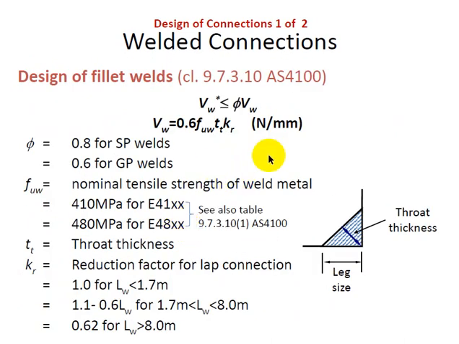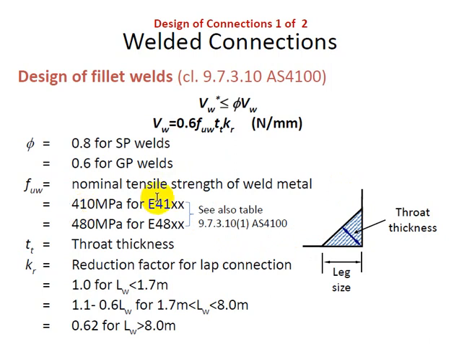So basically, we usually refer to the distance. This distance from here, when you have two legs, is called the throat thickness. And we usually take it as equal. Sometimes we take a difference, but we usually take equal leg. However, in the code you have a description if you want to use a different size for the legs.